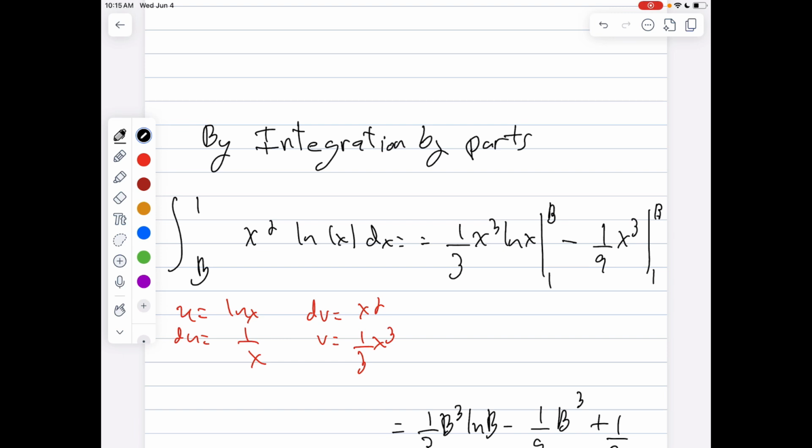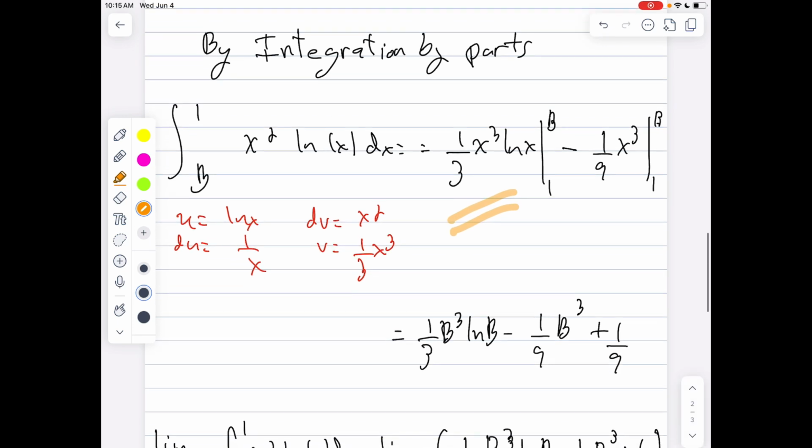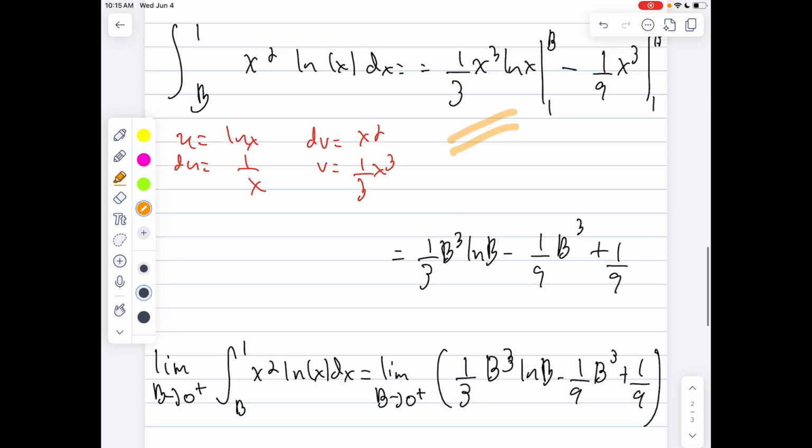So u is ln x, du is 1 over x, dv is x squared, and v is 1/3 x cubed. I'm going to apply the integration by parts formula, and you have 1/3 x cubed ln x from 1 to b. With integration by parts, we put the bar after the uv part here, so 1 to b, and then minus 1/9 x cubed from 1 to b. If I were you, I would stop the video for a second and work on that. When you plug in the limits of integration, you get this expression right here.